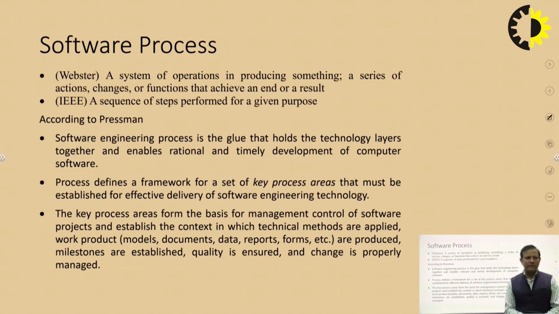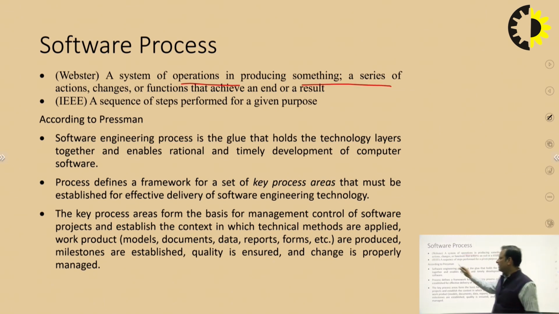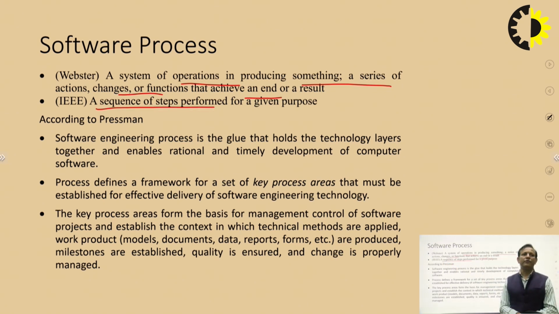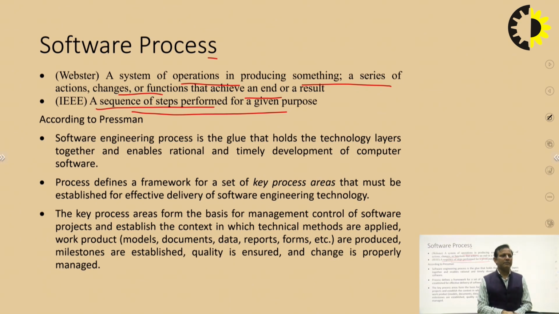Now we talk about the software process. It is basically the operations in producing something, a series of actions, changes, or functions that achieve an end or a result, while IEEE specifies it as the sequence of steps performed for a given purpose. Software, as we have understood, does a specific task for the user, and to accomplish that specific task we develop or design the software. So, according to the IEEE, the process is the sequence of steps performed for the given purpose.